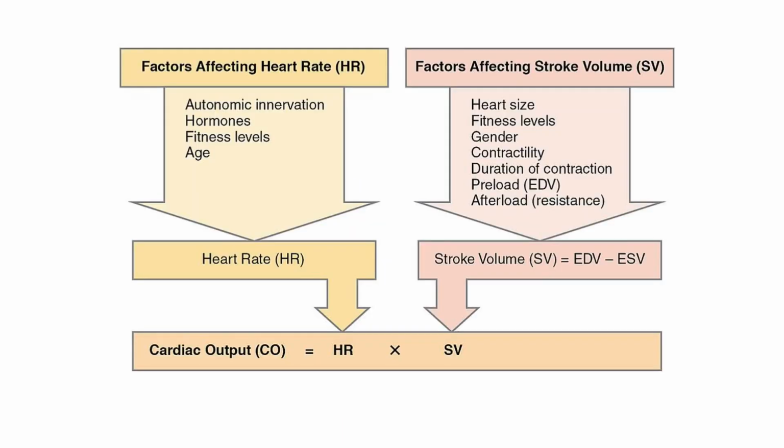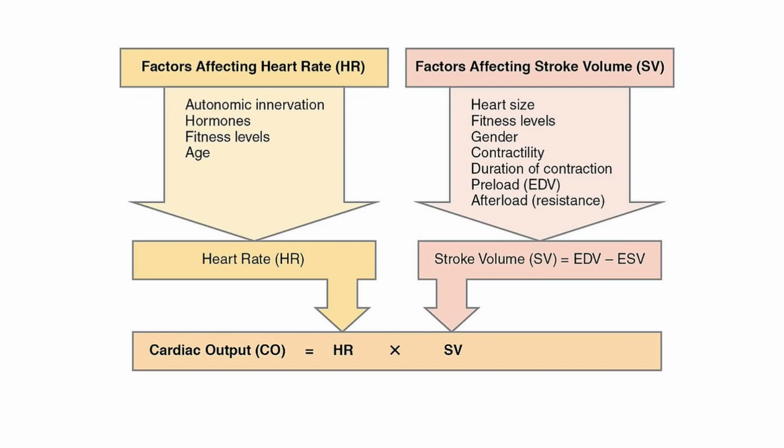So, what affects cardiac output? Things that affect heart rate and stroke volume also affect cardiac output, and there are a number of factors affecting both. For example, heart rate can be affected by the autonomic nervous system, whereby the sympathetic division speeds up the heart rate and the parasympathetic division slows it down. Other things that affect heart rate are age and fitness levels.